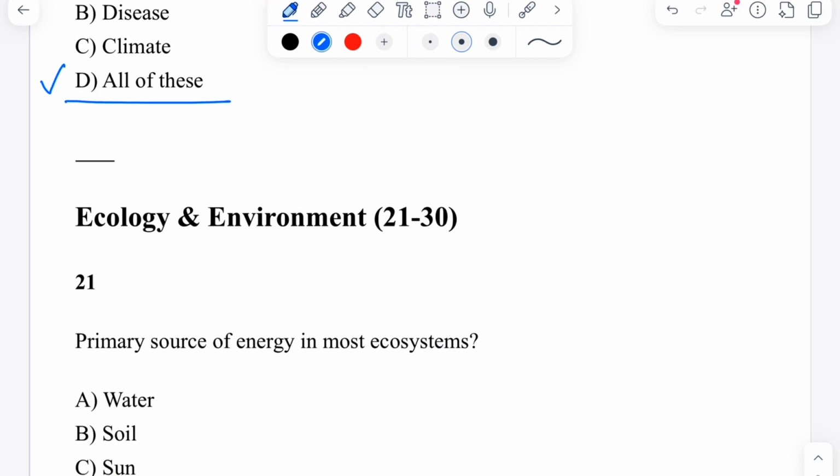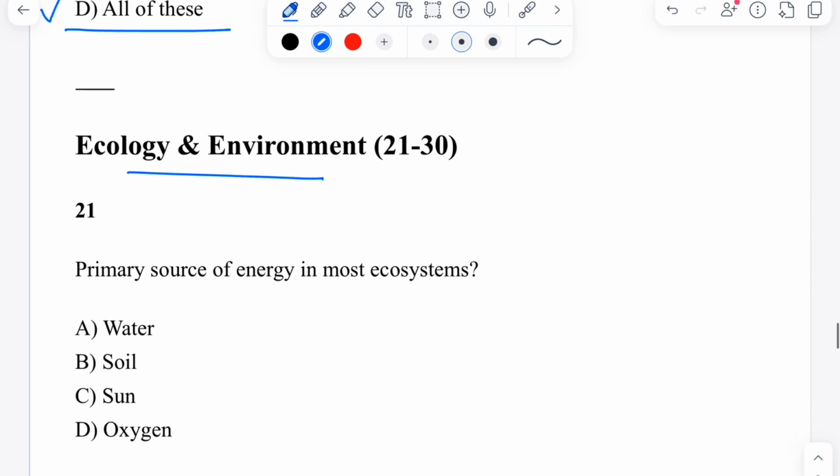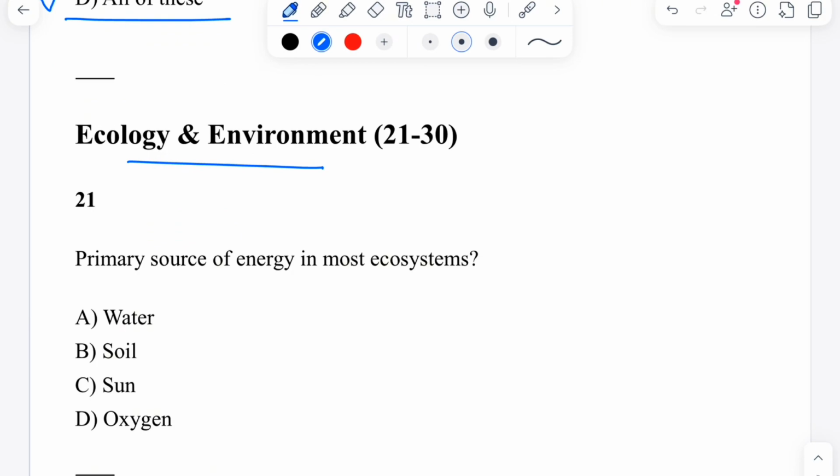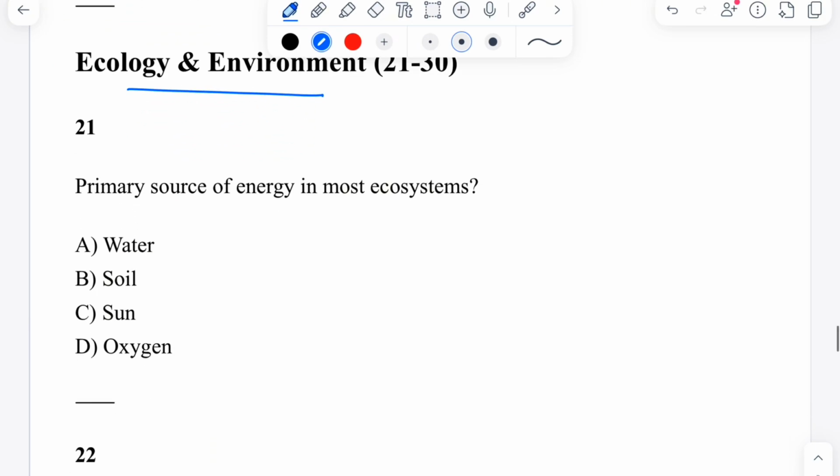Ecology and environment. Number 21. Primary source of energy in most ecosystems: A. Water, B. Soil, C. Sun, and D. Oxygen. It's an easy question. Sun. For what? The sun provides the original energy source for nearly all ecosystems. Plants capture this energy through photosynthesis.